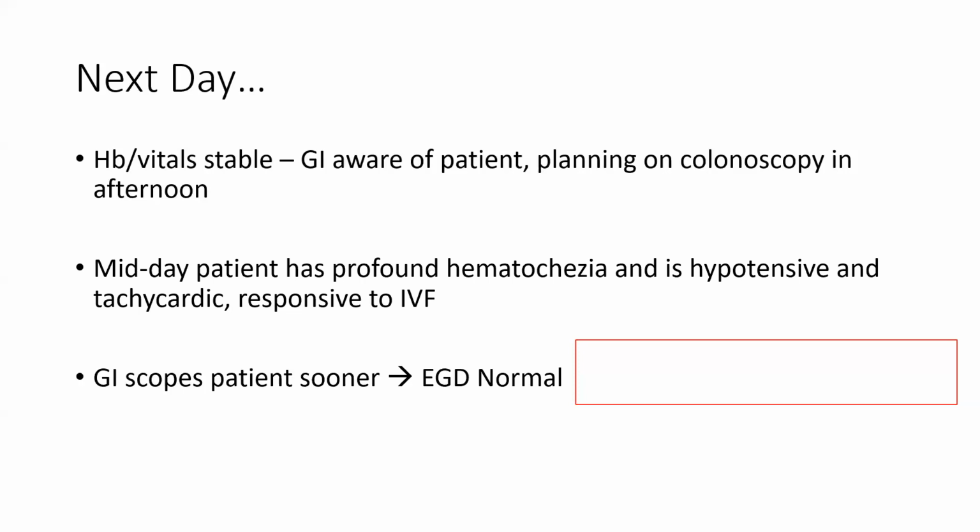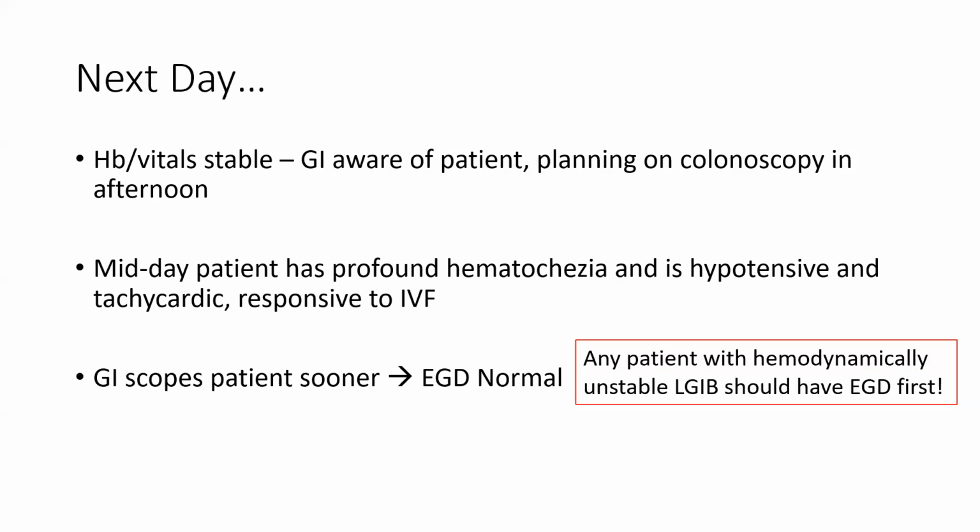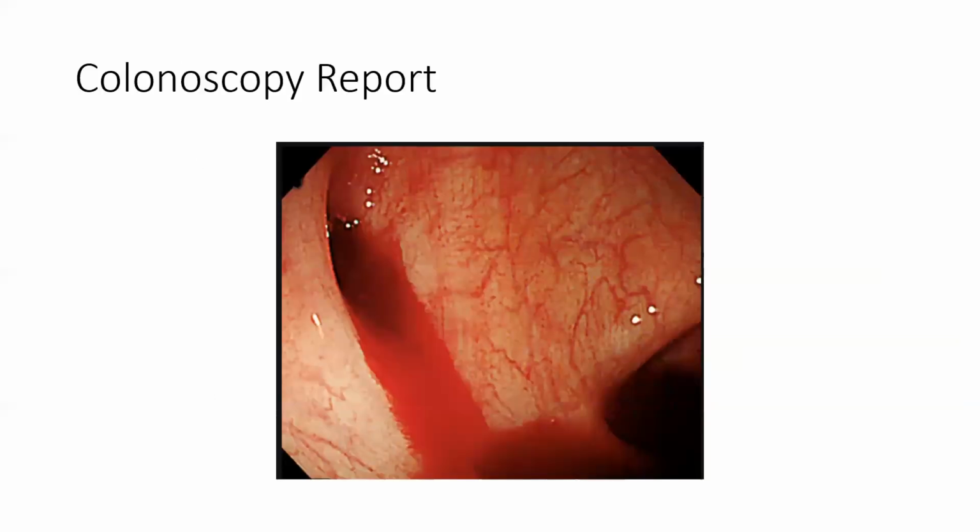So GI is gonna scope the patient sooner than they would have. They do an EGD first, it's normal. So remember, any patient who's hemodynamically unstable with a lower GI bleed should first rule out a brisk upper bleed. They go in and they do the colonoscopy. This is what they see.